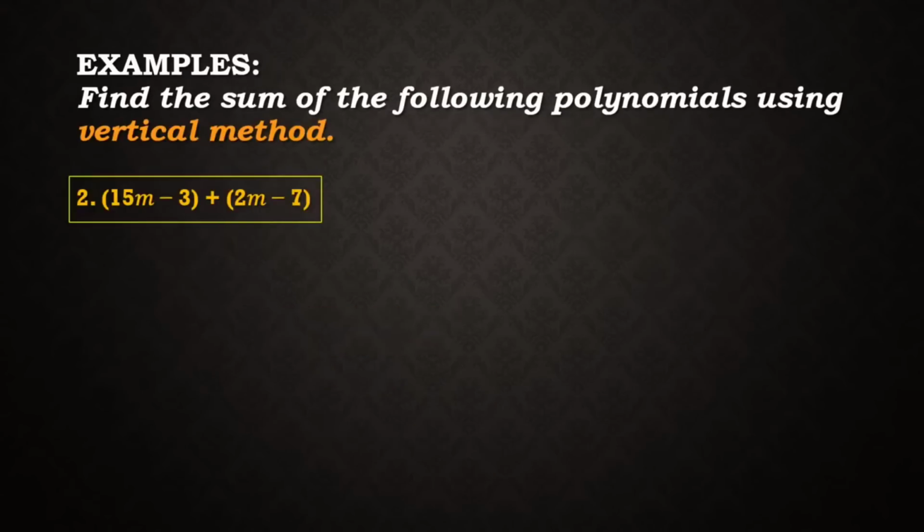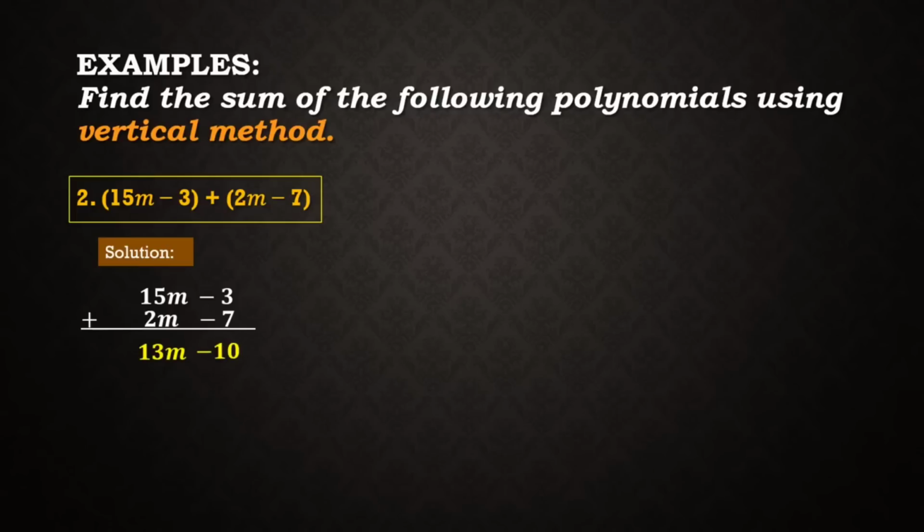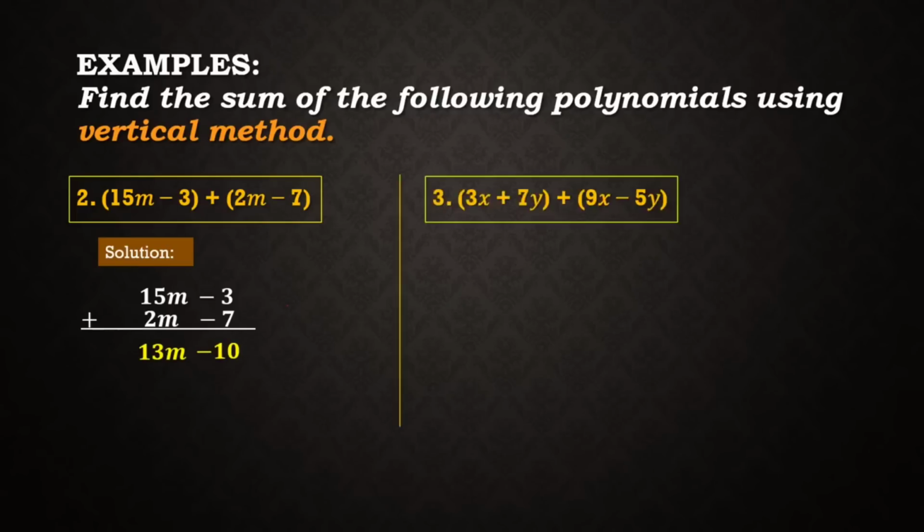Let's continue with example 2, but we will only use the vertical method. So our given is the quantity 15m minus 3 plus the quantity 2m minus 7. Let us align like terms. 15m and 2m are aligned, and negative 7 and negative 3 are also aligned. We add 15m plus 2m is equal to 13m, and negative 3 plus negative 7 is equal to negative 10. That is our final answer.